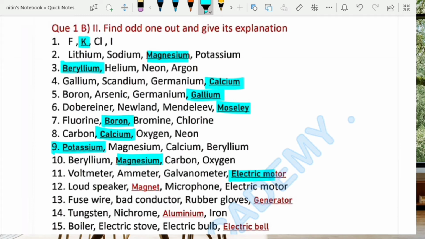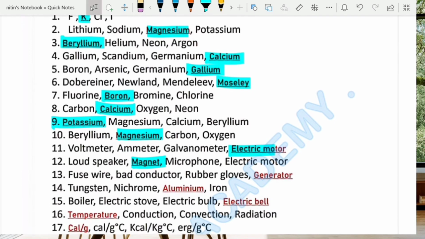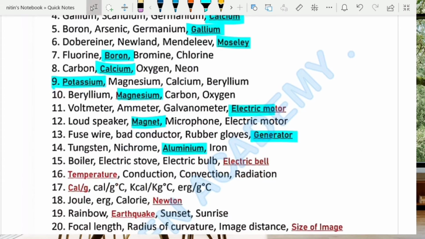Loudspeaker, magnet, microphone and electric motor. Magnet, fuse wire, bad conductor, rubber gloves and generator. Tungsten, nichrome, aluminum and iron, aluminium. Boiler, electric stove, electric bulb or electric bell.